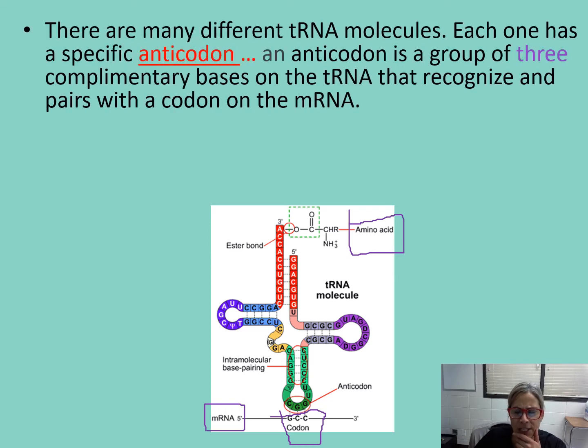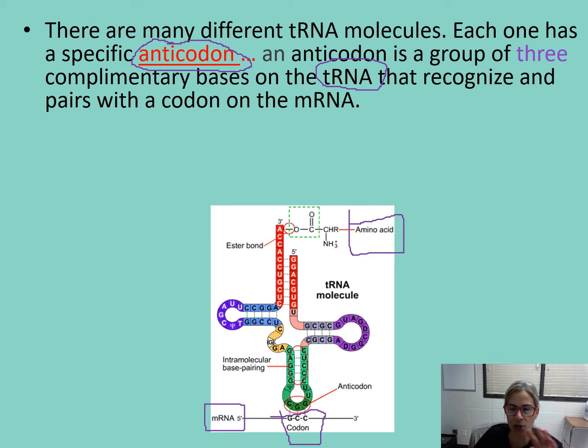So there are many different tRNA molecules, and each one has a specific what we call anticodon. That's a very, very important term. Kids quite often get the codon and the anticodon confused. Now I want you to think of what that prefix anti means. It means in opposition to or opposite of. So an anticodon is a group of 3 complementary bases on the tRNA that recognize and pair with a codon on the mRNA.